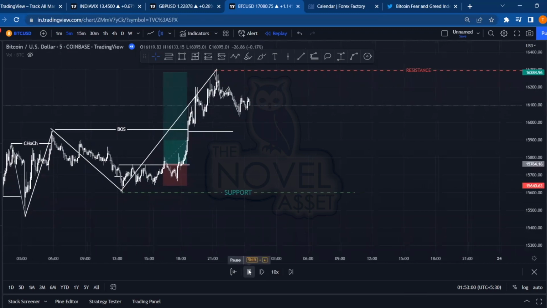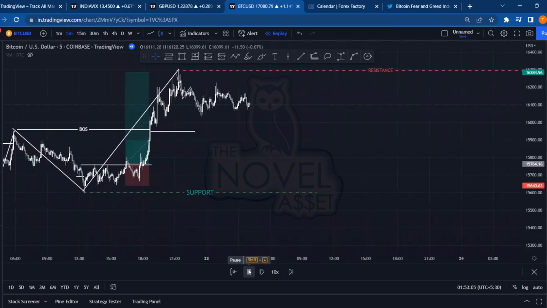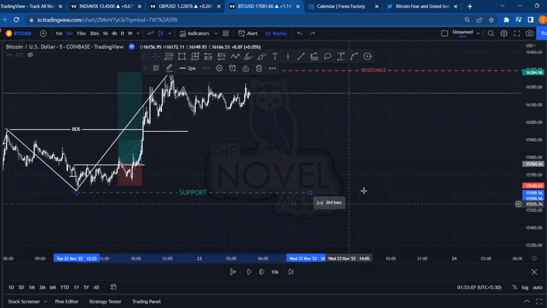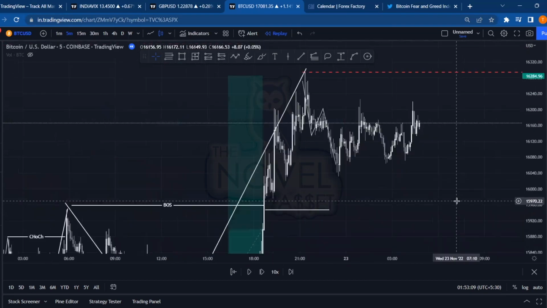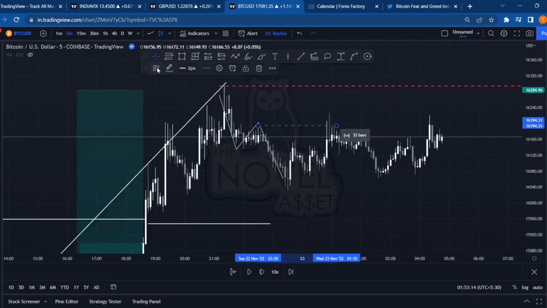So let's see how the price behaves now. Okay, price has not given a change of character in the short term period. So now if you look over here, what is happening? Look at the minor structure. Price went upside first, but it didn't close the liquidity above. So this is not a change of character.